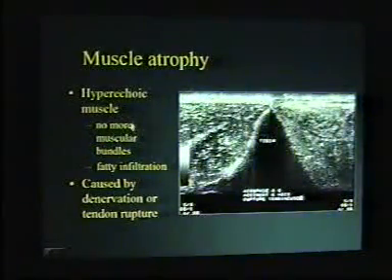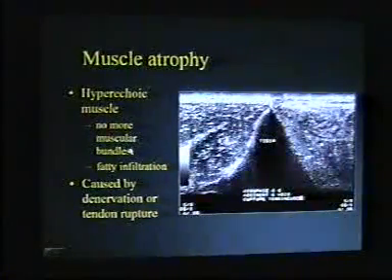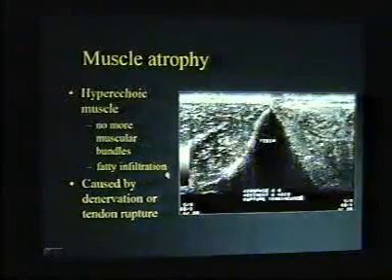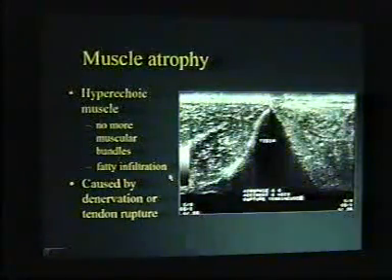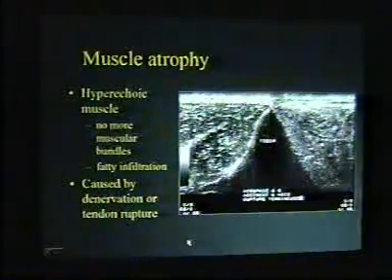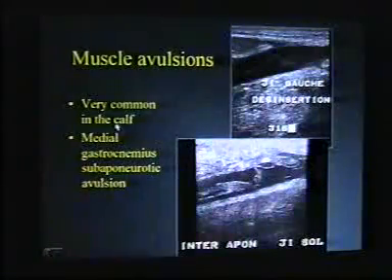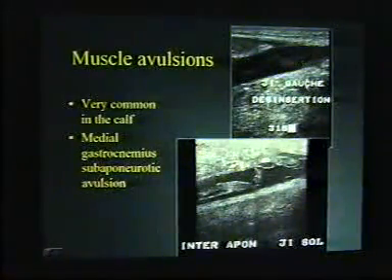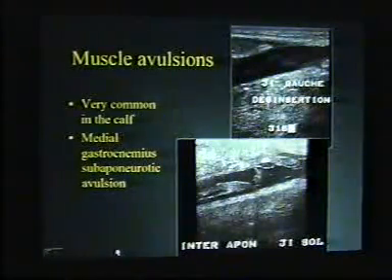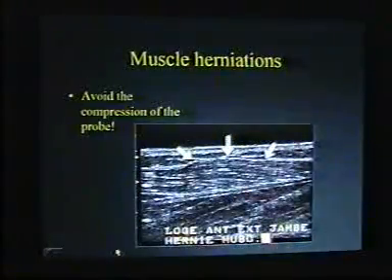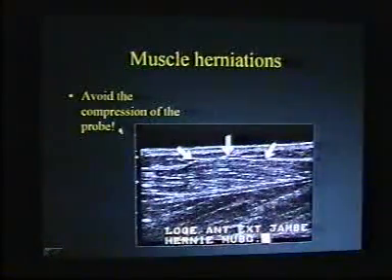Muscle atrophy is another thing. In muscle atrophy, the hyperechoic muscle is having more muscular bundles, fatty infiltration, and this atrophy is caused by a denervation of the tendon rupture. Muscle avulsions, very common in calf. There is muscle avulsion, and medial gastrocnemius, subaponeurotic avulsions may be seen.